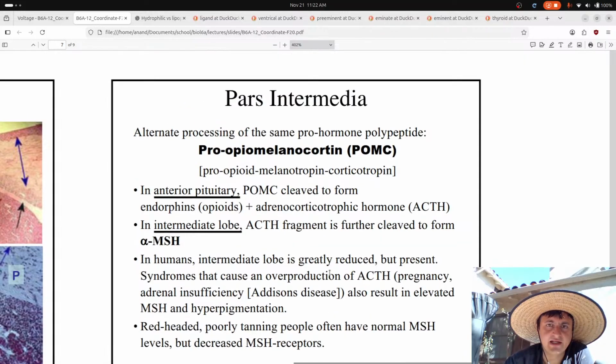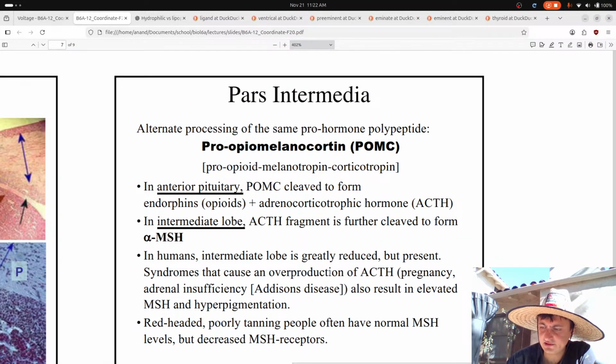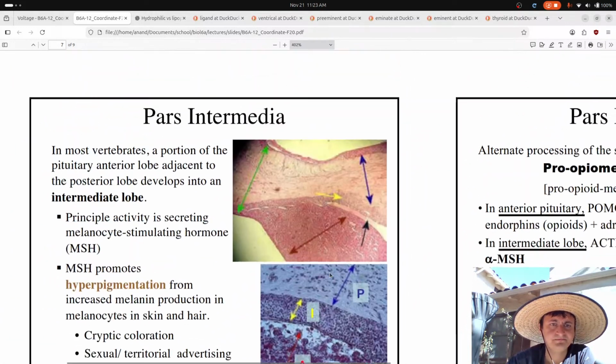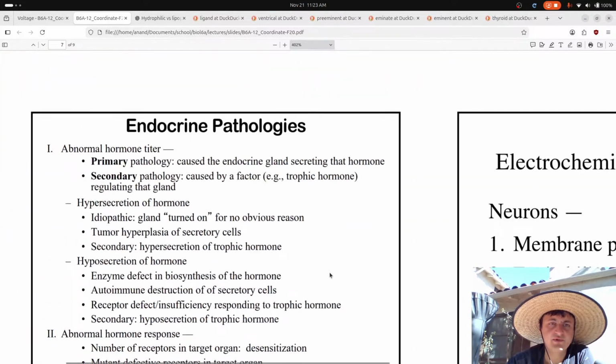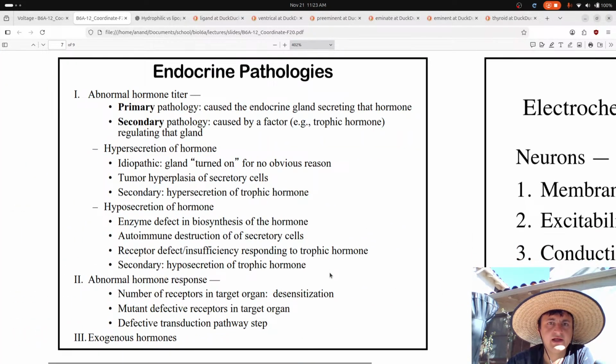Alright, this slide I didn't get at all. This pars intermedia. I guess the pituitary is pretty important. Alright, endocrine pathologies. Abnormal hormone titer. Primary pathology: caused by the endocrine gland secreting that hormone.